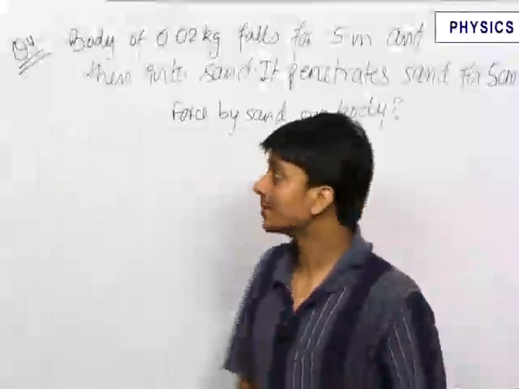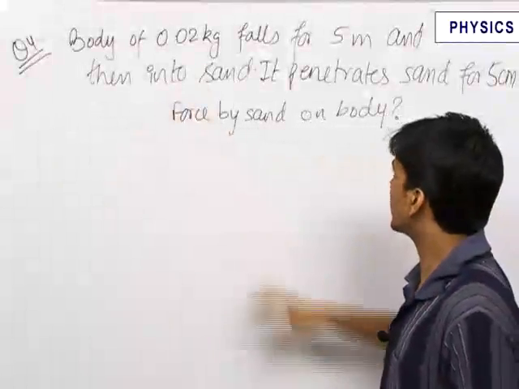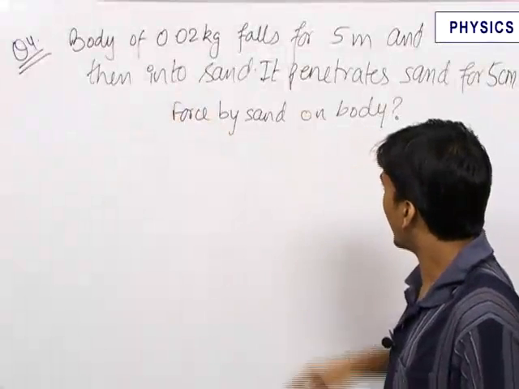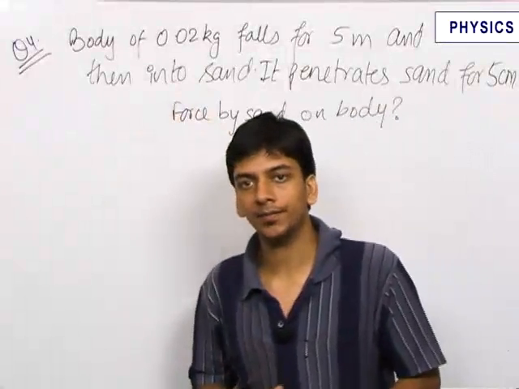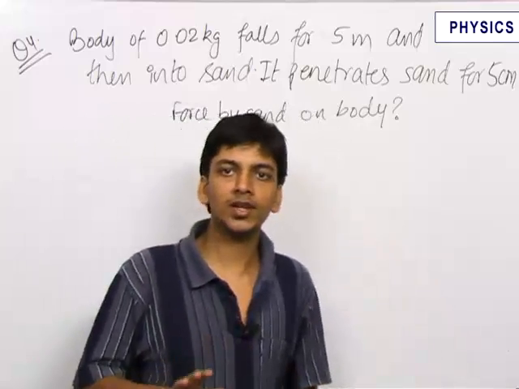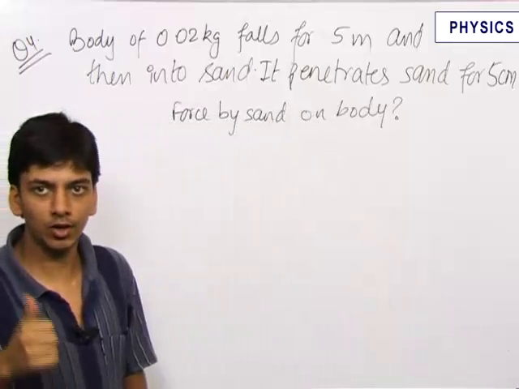So the question here is, a body of mass 0.02 kg falls for 5 meters in air and then falls into sand and is stopped by the force exerted by the sand. You need to find out the force exerted by the sand on the body. We'll assume that there is a constant force being exerted by the sand on the body.